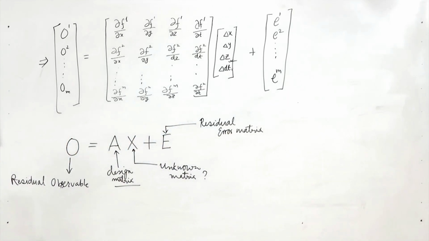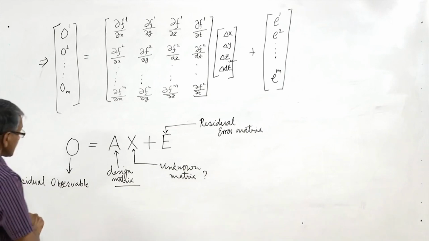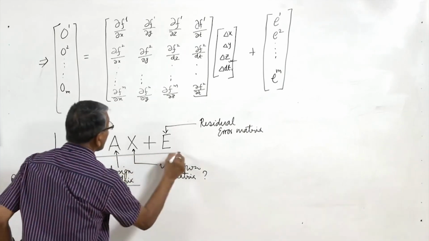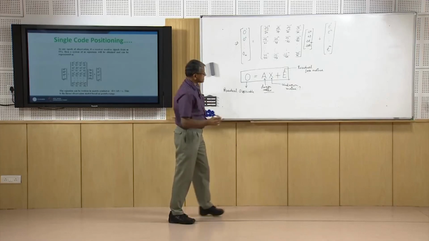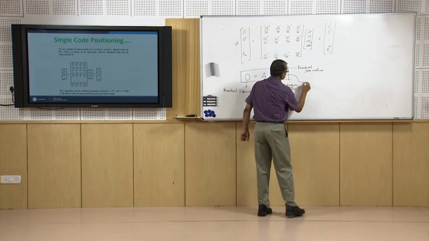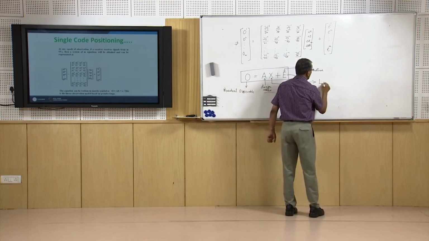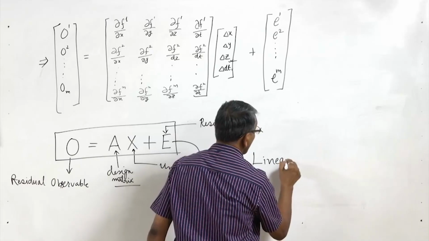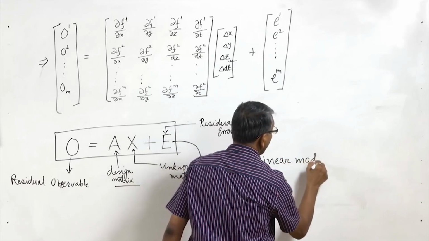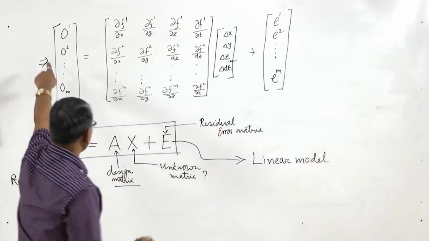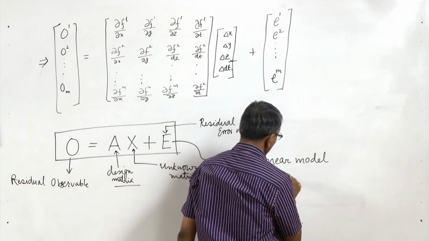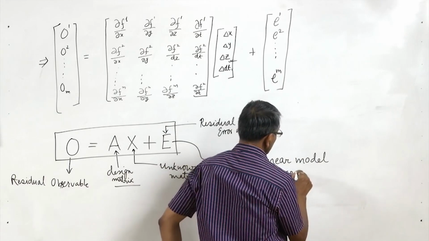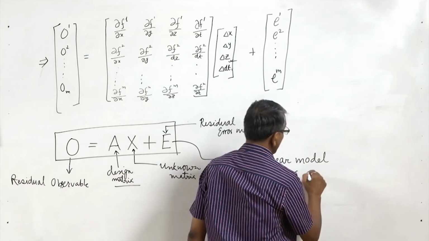In the observables. Now this is the linearized form, this is the linear model. So this is the linearized form and this is the linear model of GPS pseudo range observables.